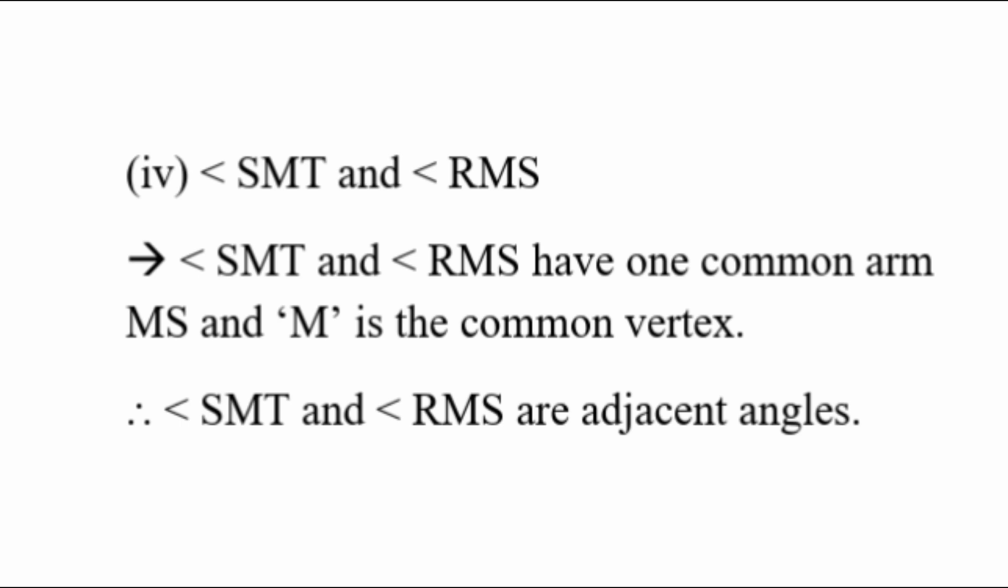Fourth pair of angles is angle SMT and angle RMS. Angle SMT and angle RMS, we have M as the common vertex and MS is the common arm. Therefore, this one is the pair of adjacent angles. Therefore, angle SMT and angle RMS are adjacent angles.